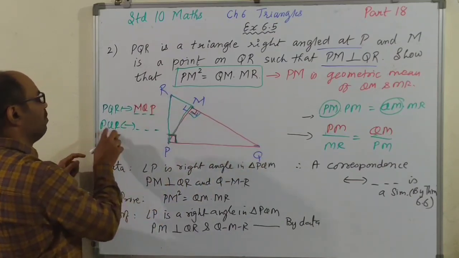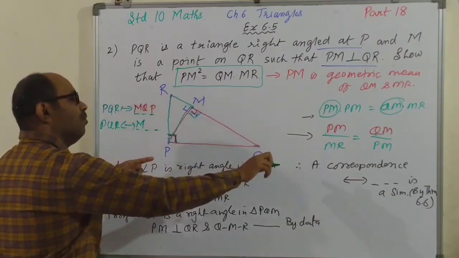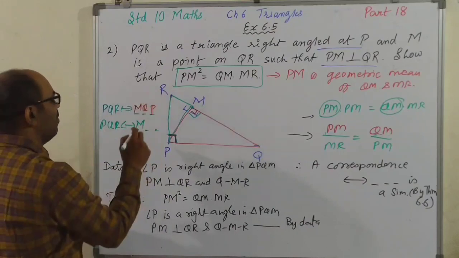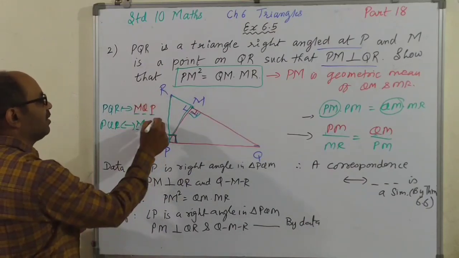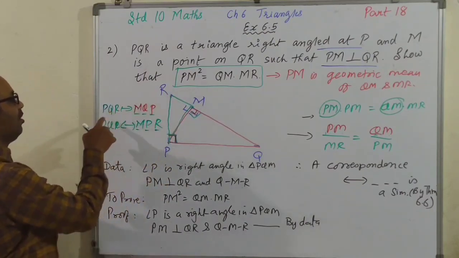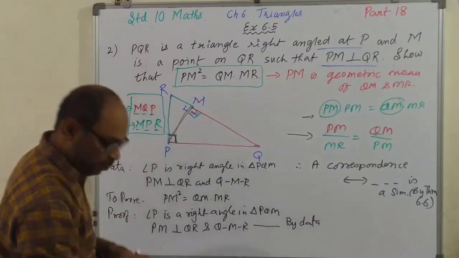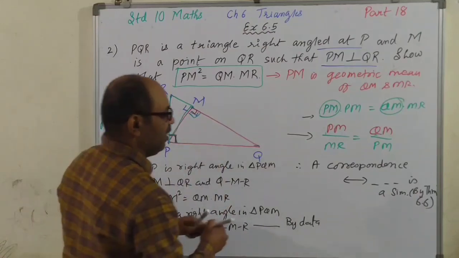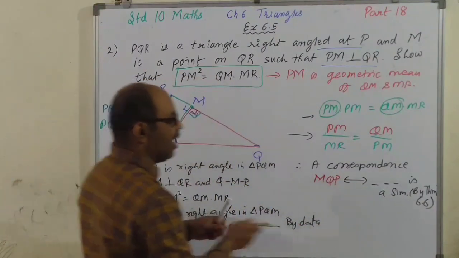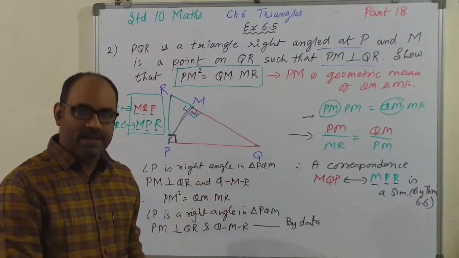In the green triangle, M is a right angle. So P corresponds to M. P is first, so M is first. Then the angle of whole triangle PRQ and the angle of green triangle PRM: R is the common angle. So R corresponds to R. Here R is last, so R is last. R and M are matched, and P is left. So here PQR corresponds to this, PQR corresponds to this. The correspondence: MQP corresponds to MPR is a similarity. To write this, a little effort is needed.